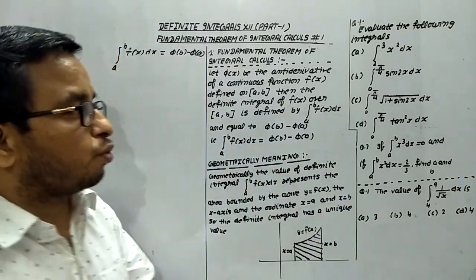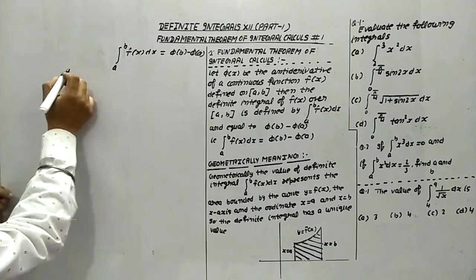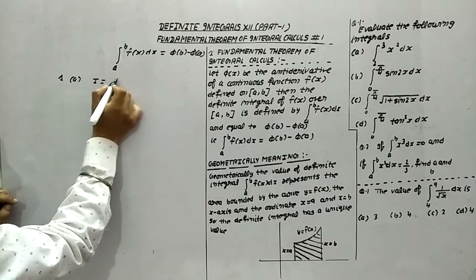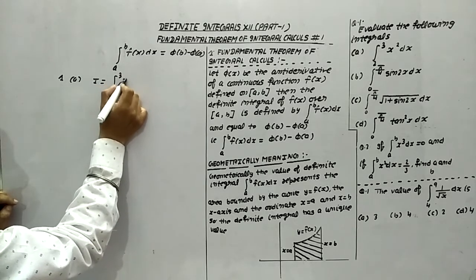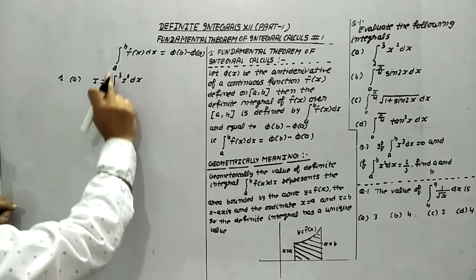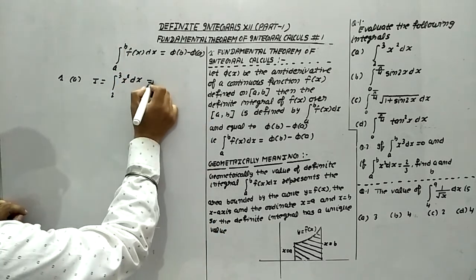So let's start solving some questions. How will we do the solution? Look at this. In the first question, A part, we have to find the integral of 2 to 3 x square dx. Now first of all, we observe we have a lower limit and an upper limit. It means this is part of definite integral. Now look at this.